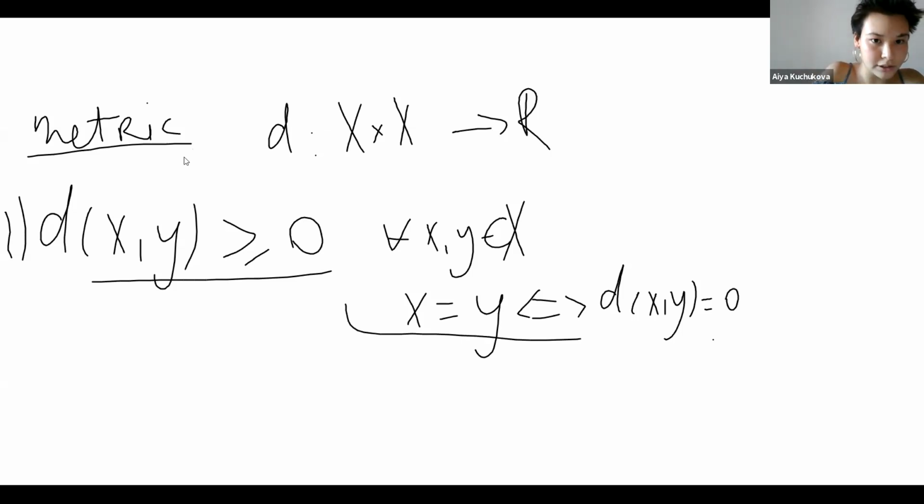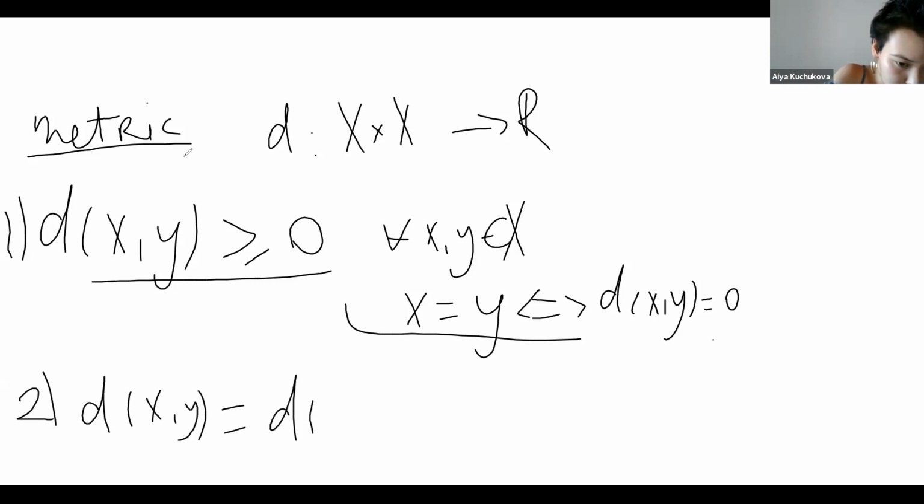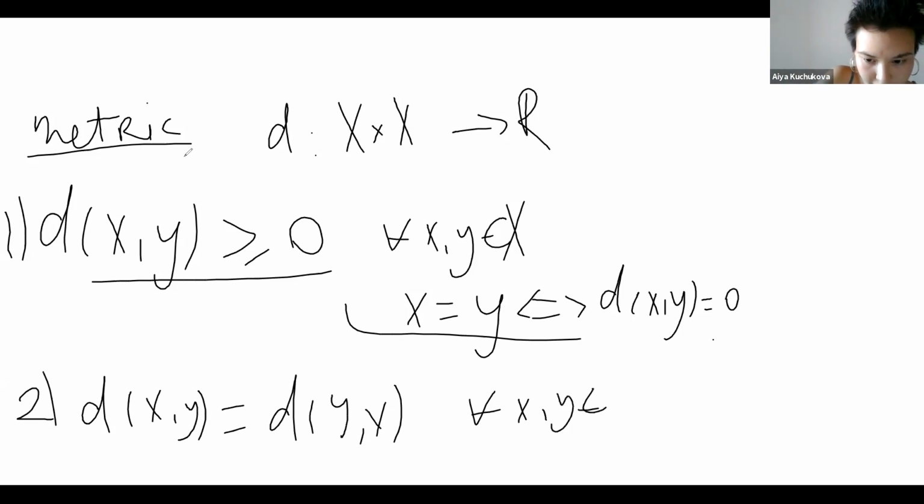And then, oops, give me a second. The second property is that you want d(x,y) equals d(y,x), of course, for any x, y in X. Why is that important? Because we don't want to struggle with orderings, because it's not a vector. What we care about is only the distance. We don't care which direction it goes in, right? So that's the second property.